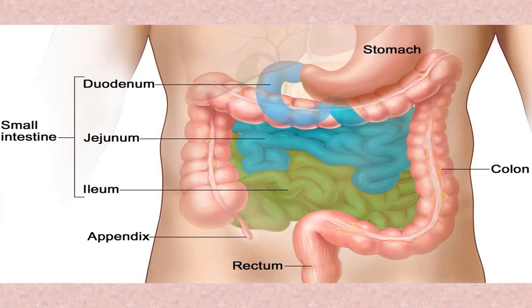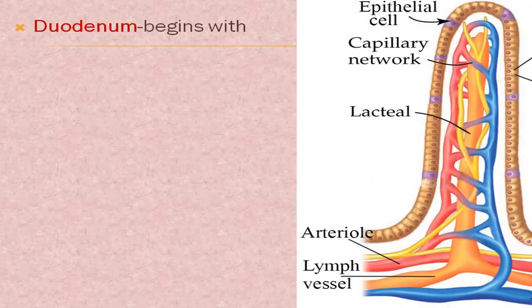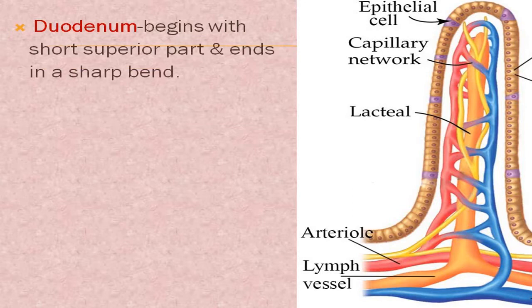And small intestine is attached to the wall of the abdomen by a fold of peritoneum that is called mesentery. This is a figure that shows the mesentery. This one. The duodenum, which is the first part of small intestine, begins with a short superior part and ends in a sharp bend, as you just have seen in the figure, that it is slightly U-shaped.